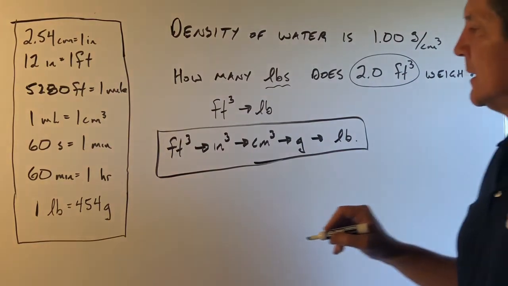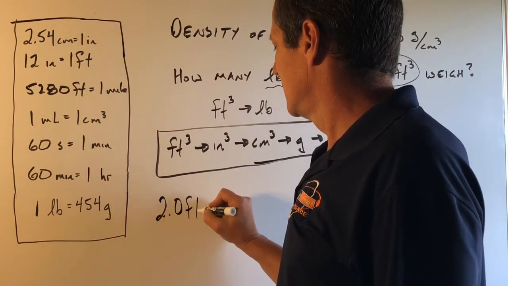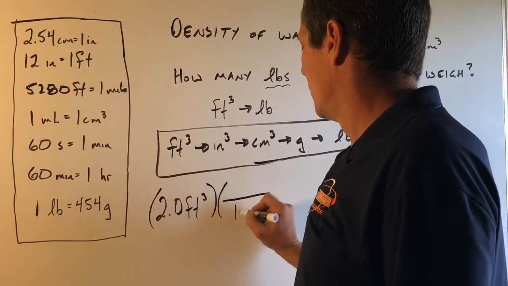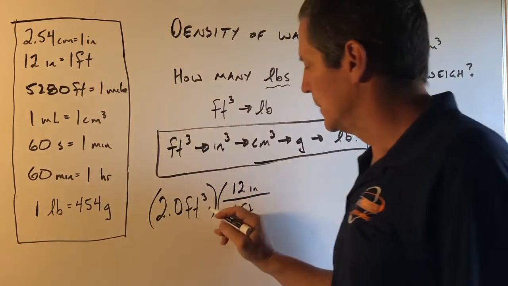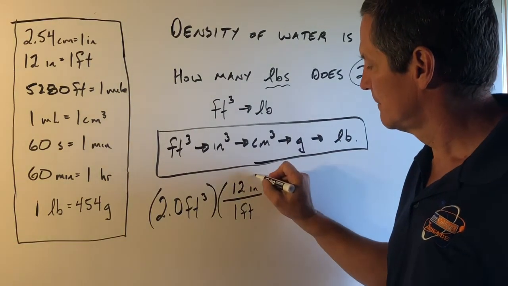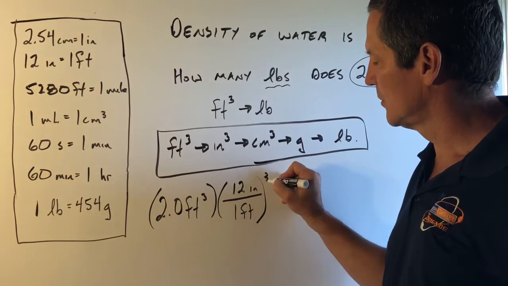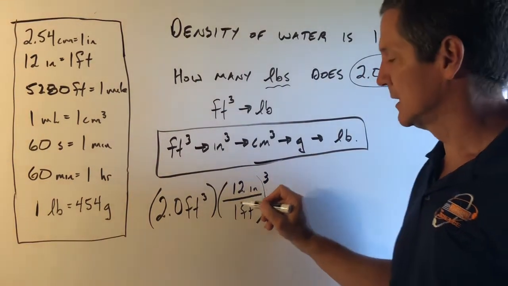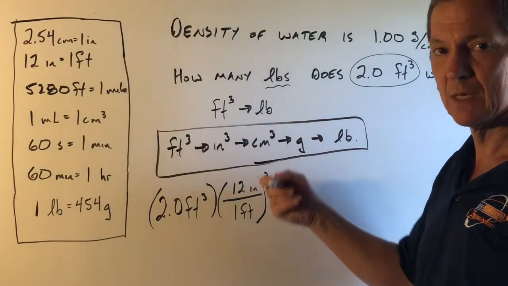All right, actually executing this, I have that there's 2 cubic feet. I know that 1 foot is 12 inches, but notice this is cubic feet, this is just feet. And so I can't just put a cube here, I have to cube the whole thing. And the important part here is that means I'm cubing the 12 as well, right? I'm doing this process of multiplying by 12 inches over a foot 3 times.